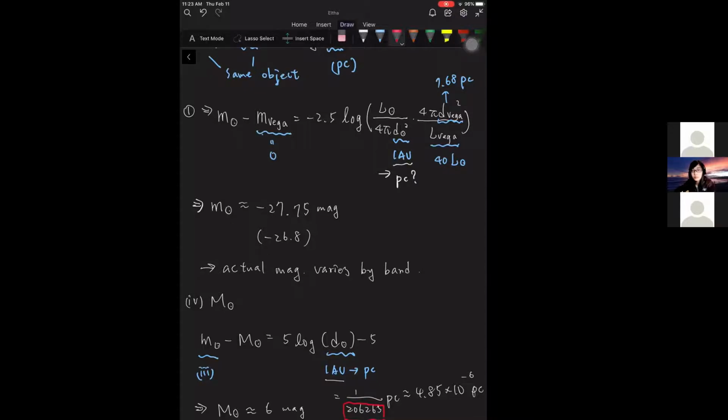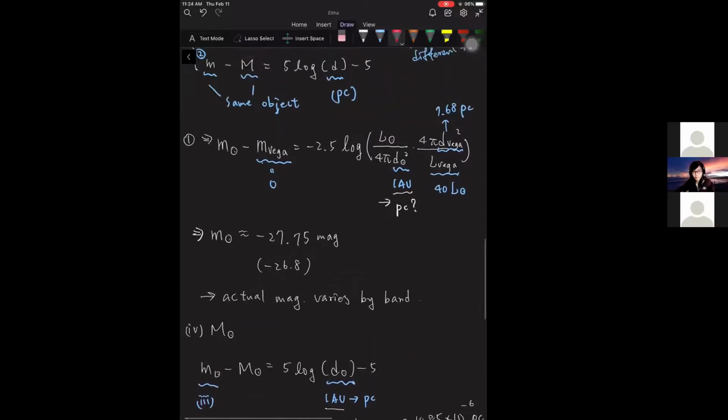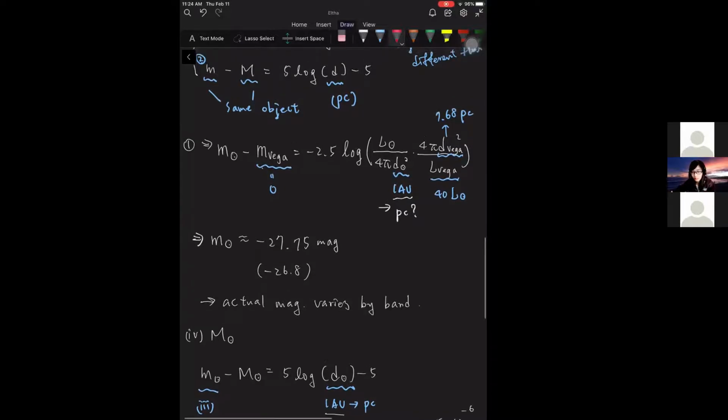I just want to confirm the distances have to be in parsecs when they're in the log form, right? Or do they just have to have the same units? In the distance modulus, it has to be in parsec. But in the M1 minus M2, the magnitude flux relation, it doesn't have to be in parsec. If you see this equation over here, there is distance squared in both numerator and denominator, right? So the units can actually be canceled out. So you just have to make sure the distance unit is consistent.